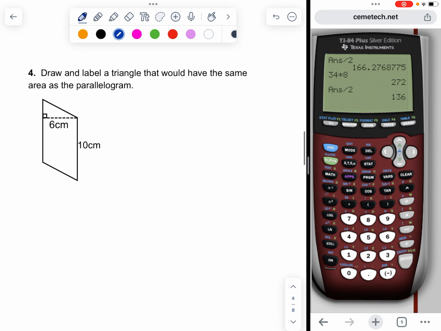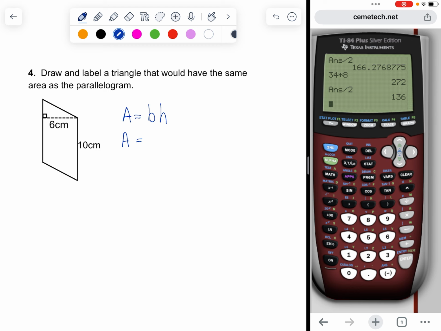All right, let's check out the next one. Here we have a parallelogram. Area is equal to base times height. Remember, bases and heights are perpendicular. I didn't read the directions. There's no way it's this easy, okay? Draw and label a triangle that has the same area as the parallelogram.